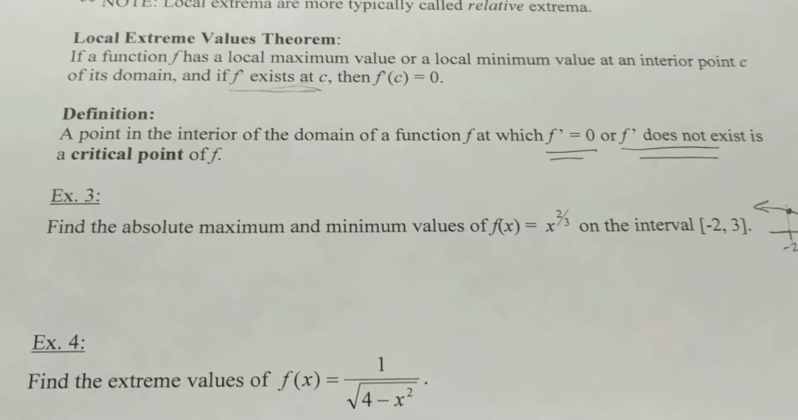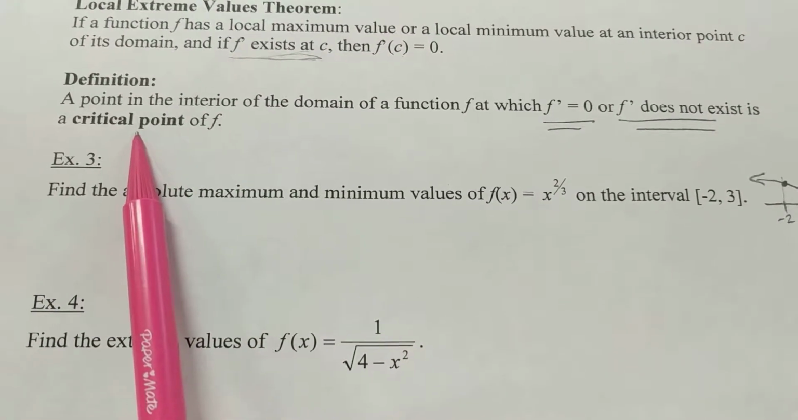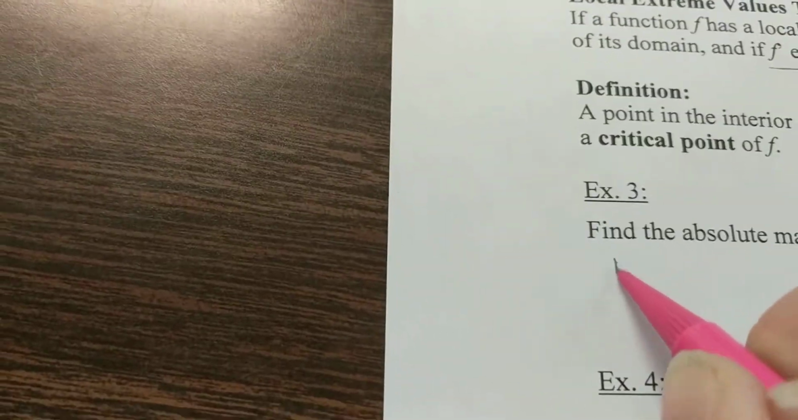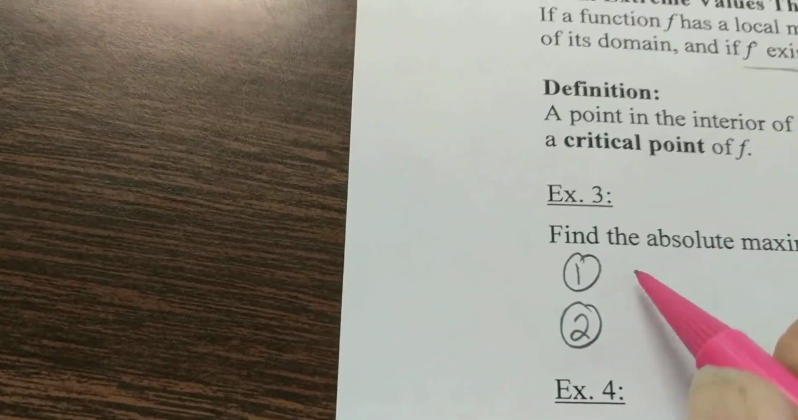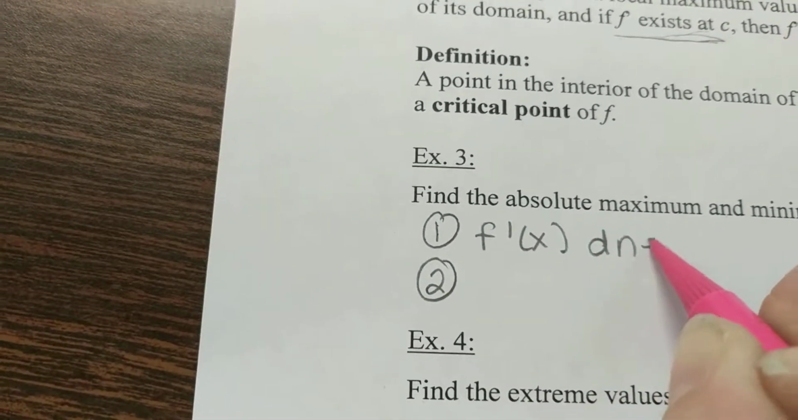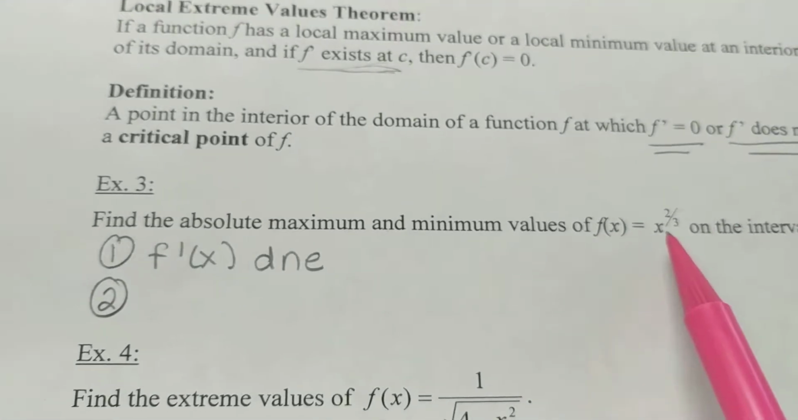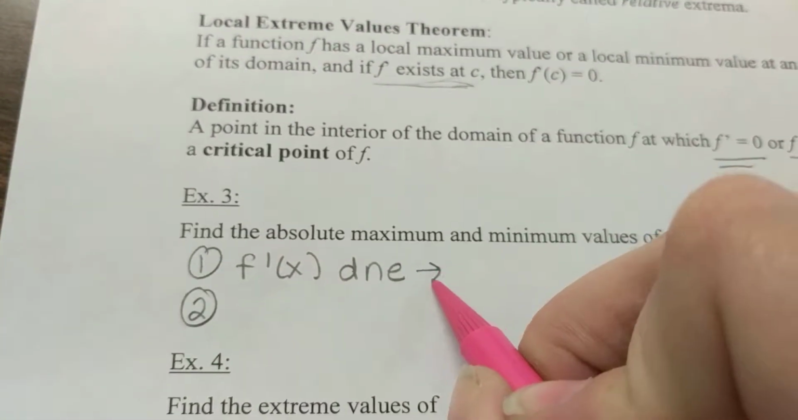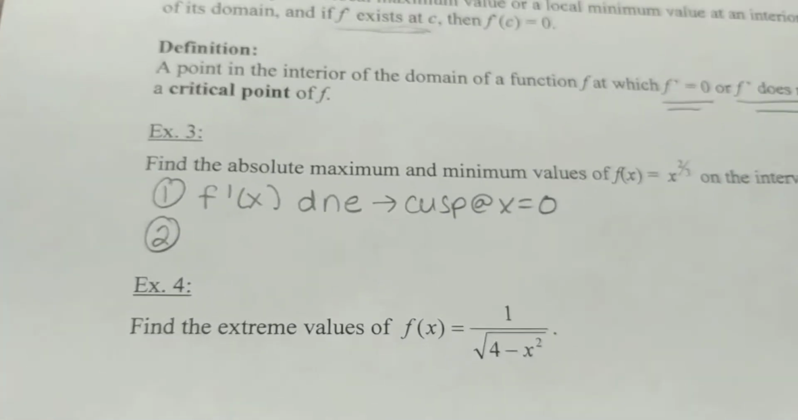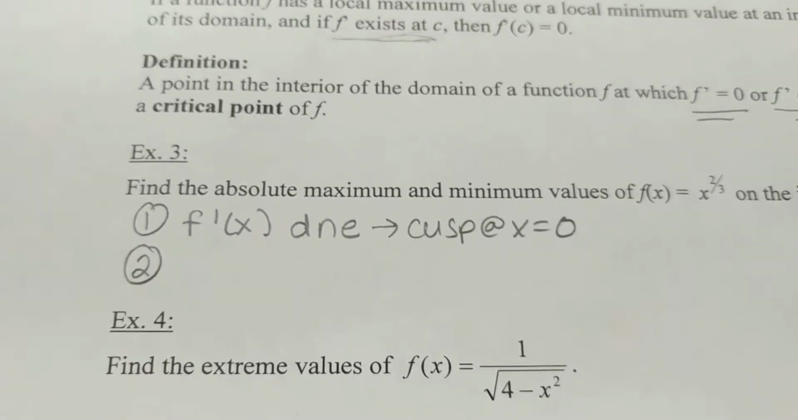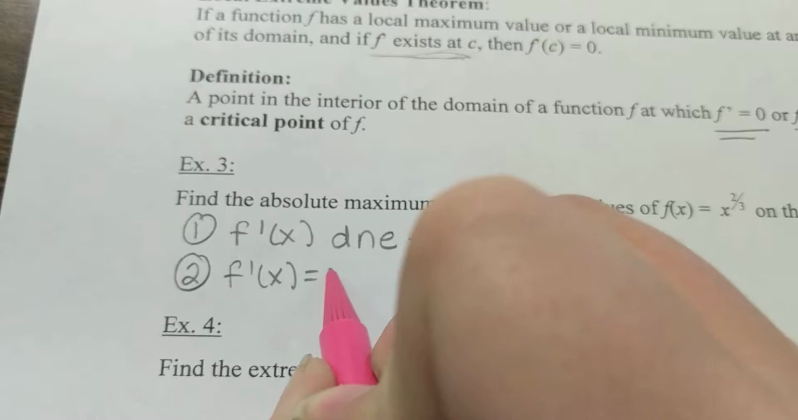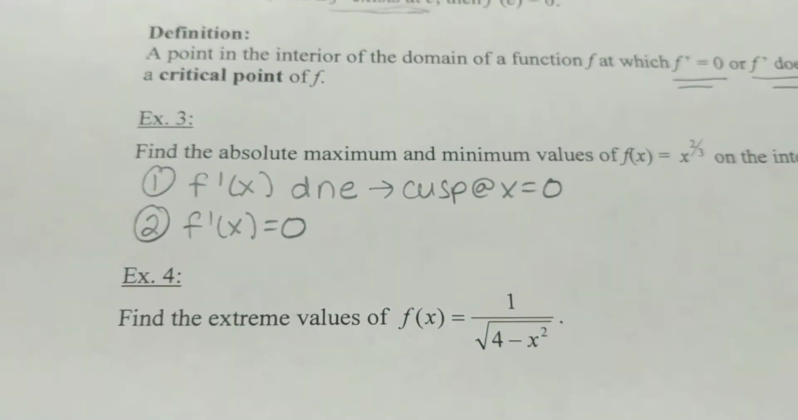So to find maxes and mins, we need to identify if there are any critical points. And to do that, I have to check 2 things. First, I need to know if the derivative does not exist. And I know this graph, so I recognize there is a cusp at x equals 0. So that's going to be considered one of our critical points. The second thing I need to check is where the derivative is equal to 0.